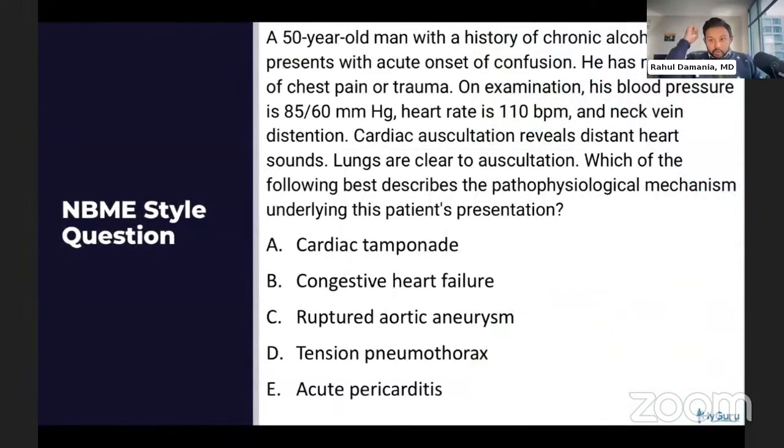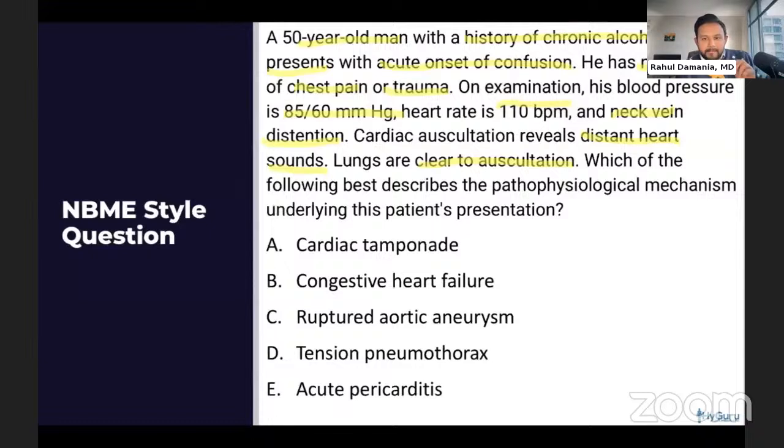Let's go ahead and go through our first question of today. Here we go. A 50-year-old man with history of chronic alcoholism presents with acute onset of confusion. He has no history of chest pain or trauma. On examination, his blood pressure is low at 85/60. He is tachycardic at 110 beats per minute, and neck veins are distended. Cardiac auscultation reveals distant heart sounds. Lungs are clear to auscultation.